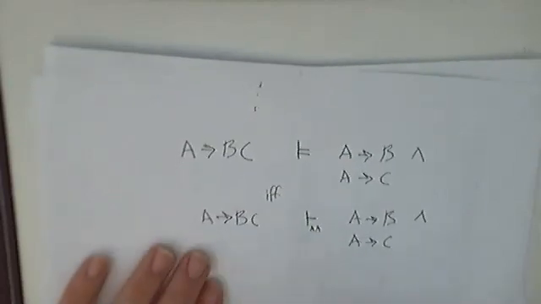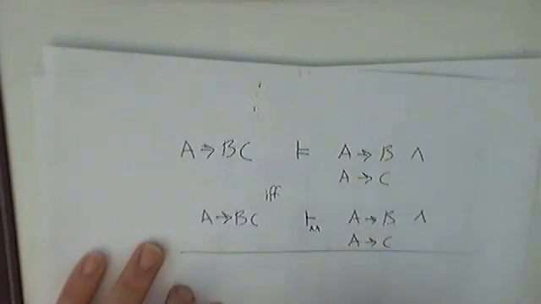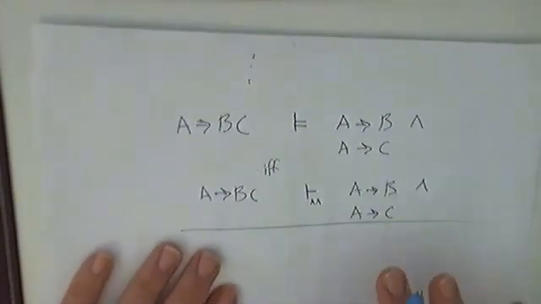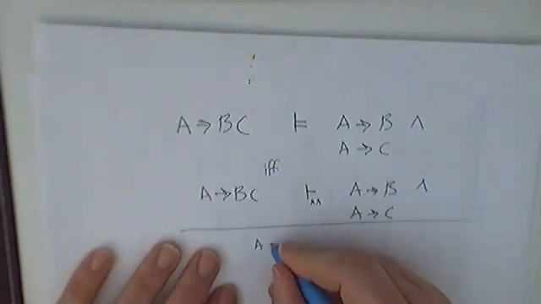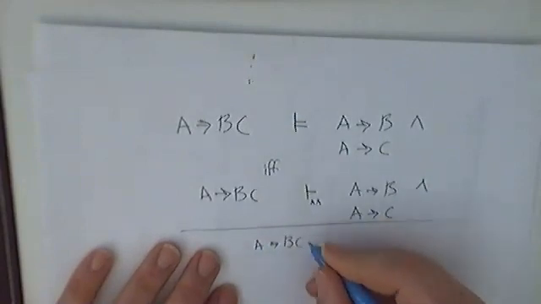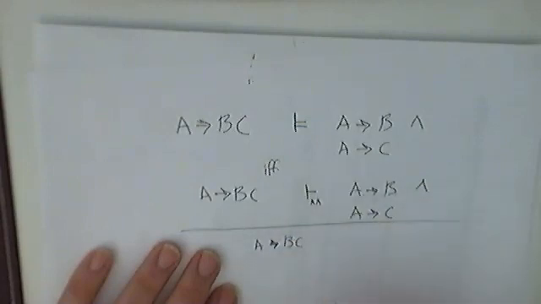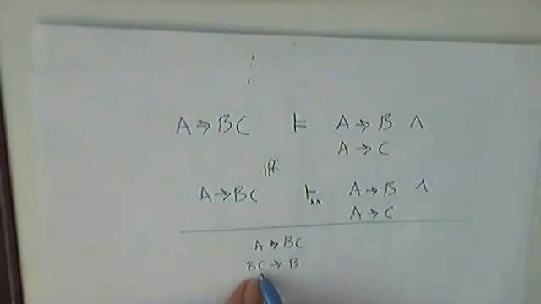How will we do that? Well, let's just do it. Let's form that proof, so that we can really feel settled here. Well, let's see here. A goes to BC, sure. Now, is it true under Armstrong's axioms that BC goes to B? Is that true under Armstrong's axioms?